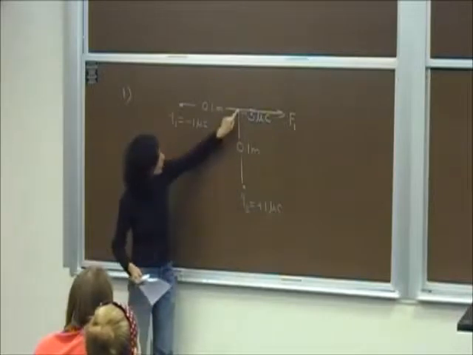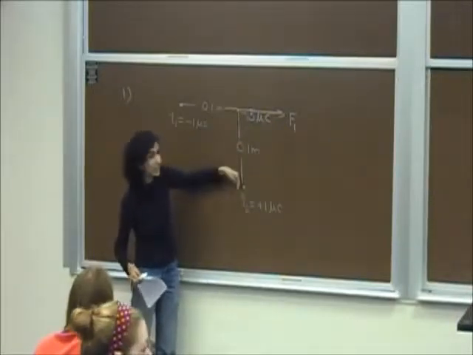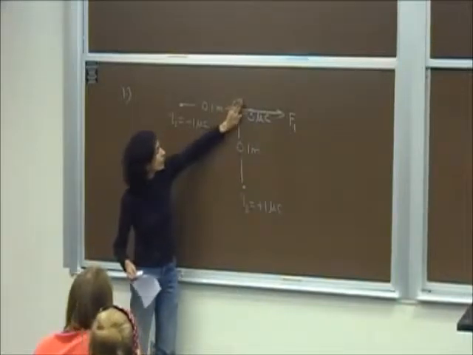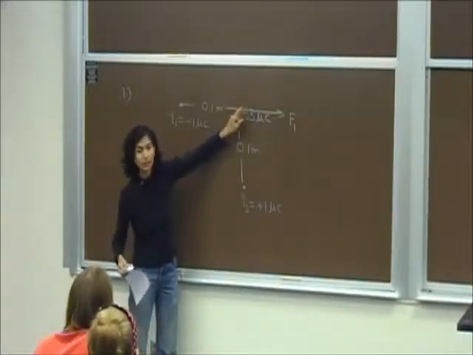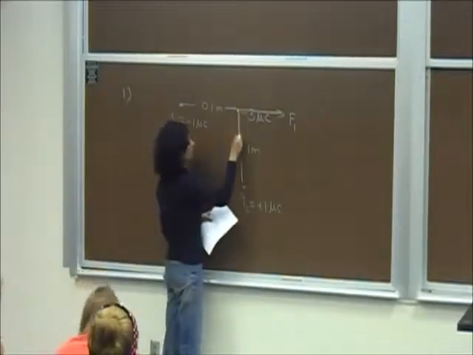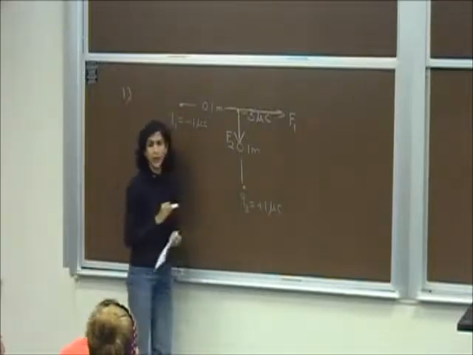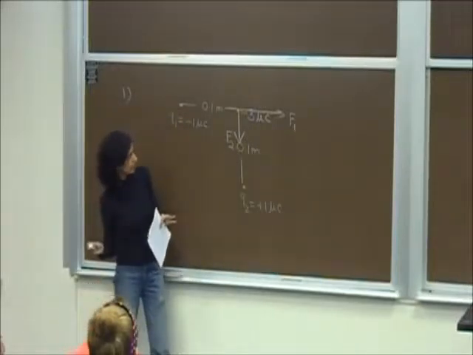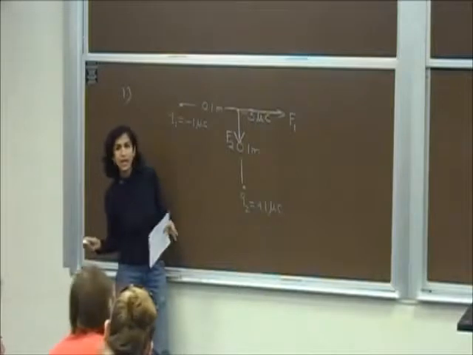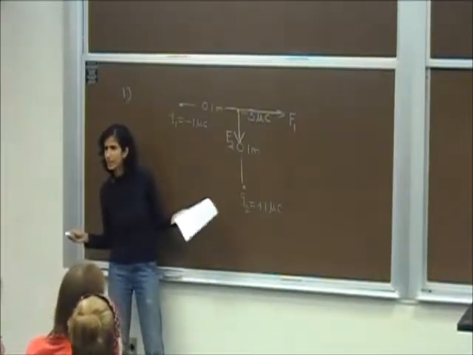There is a force on this due to this charge, and this is positive and this is negative, so this charge is attracted. And again, I'll only draw the free body diagram of this because I have to find the force on this. So there is an attraction here, so the force F2 is this way. These are the two forces. That's it. Is everybody comfortable with this?